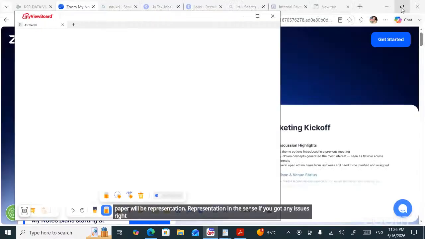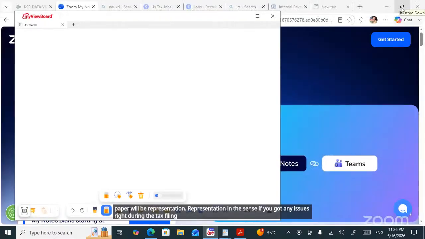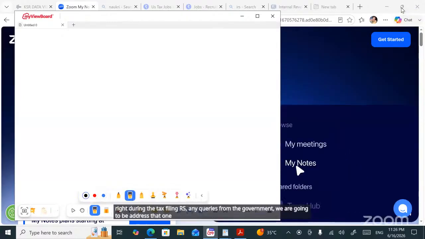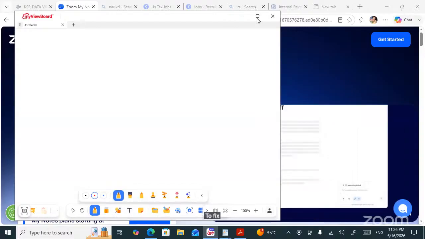In that we have 3 papers. Yeah, I know about the papers. Right, first paper is only for individual tax filing. Second paper is for business tax filing. Third paper is representation. Representation in the sense that if you get any issues during the tax filing or any queries from the government, we are going to address that and fix it.